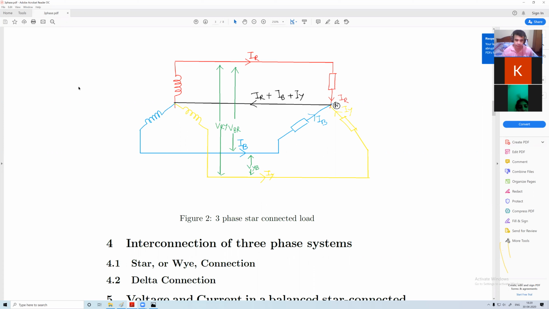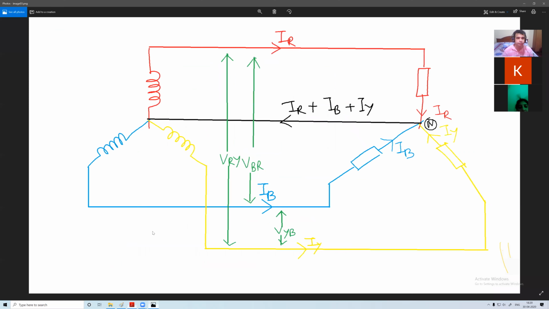Star connection, right? See here, there are three generators for red, yellow, and blue. There are three separate colors. Red, yellow, blue. I've tried to draw it in different colors. Three loads, red, yellow, blue, and see how they are connected. Correct.